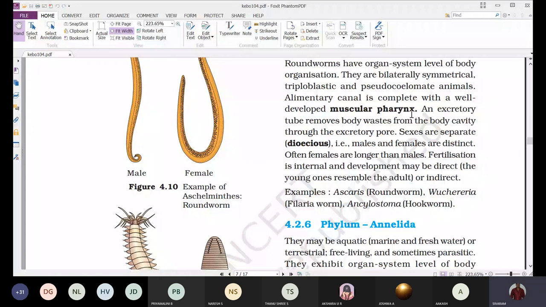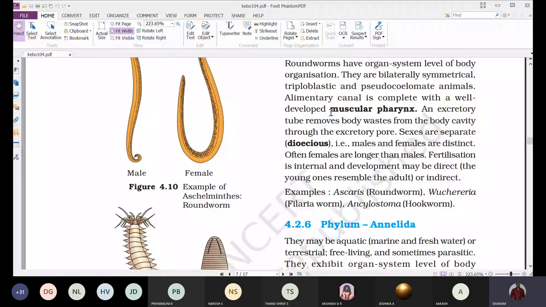And next, sexes are separate. That means we find the male worm and female worm separately, so we say it is dioecious. Di means two, that means we find different organisms. We are able to differentiate the male worm from the female worm by its external features. This phenomenon we call sexual dimorphism. We can observe it clearly in roundworms, as they are unisexual. That means we can easily distinguish the male from the female worm.